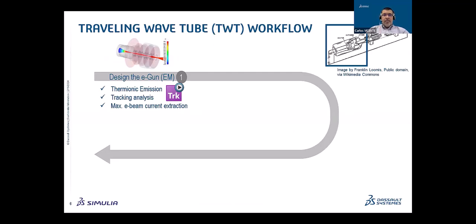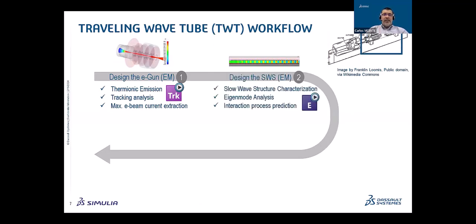The second step, okay, is the design of the slow wave structure itself, okay? So for that, we first optimize the SWS without particles, or a kind of cold analysis. This is done with the eigenmode solver. And this is just to obtain the optimal interaction and the so-called dispersion diagram. I will go into details later on.